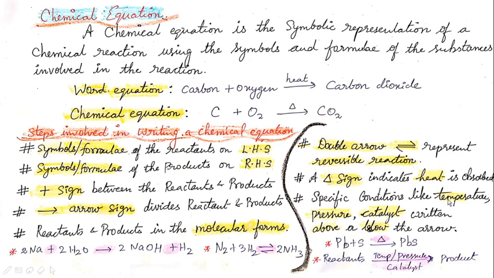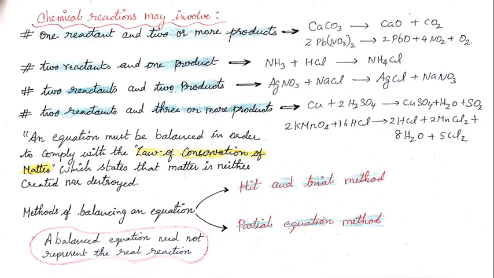And specific conditions like temperature, pressure and catalyst are all written above or below the arrow. You can see this example above and below. So the temperature we are maintaining during this reaction, and the pressure we are using for this reaction to occur. And if you are using any catalyst, that also should be mentioned either above or below this arrow mark. So these chemical reactions may involve all these aspects.